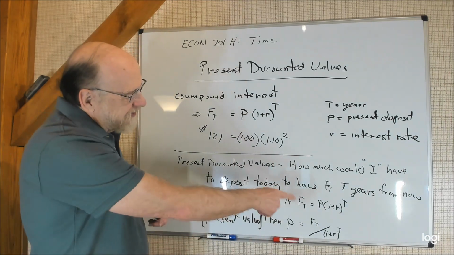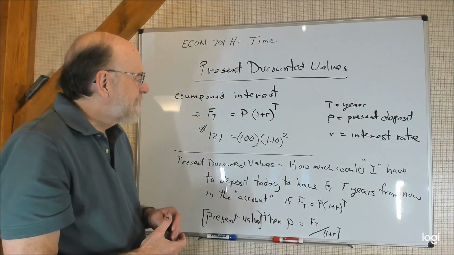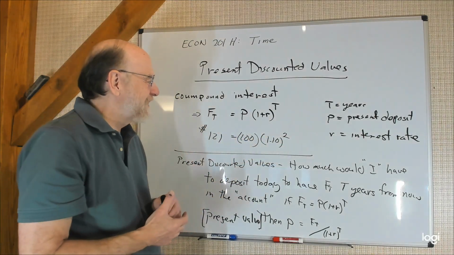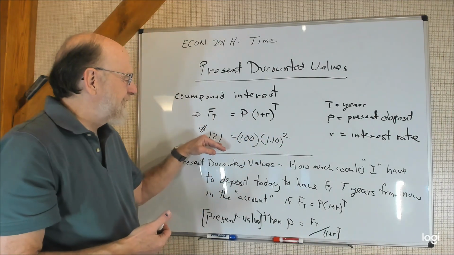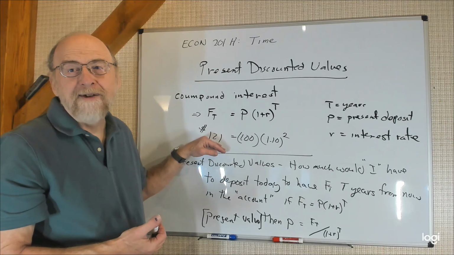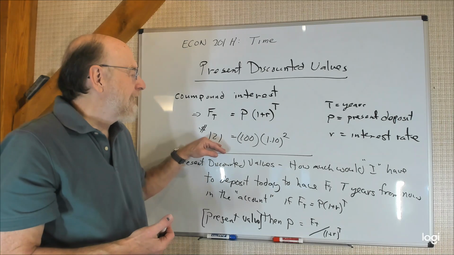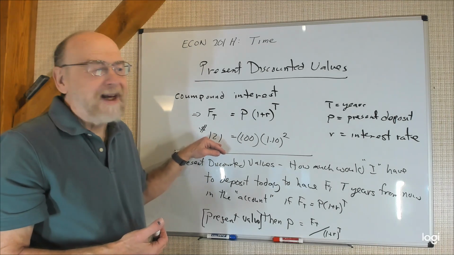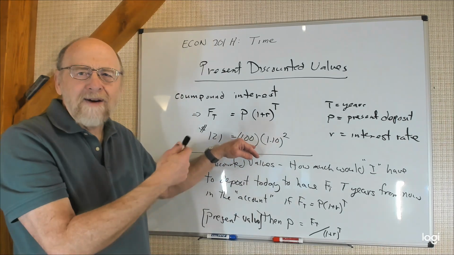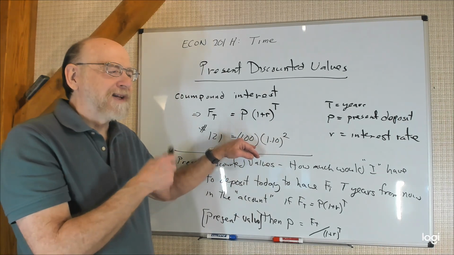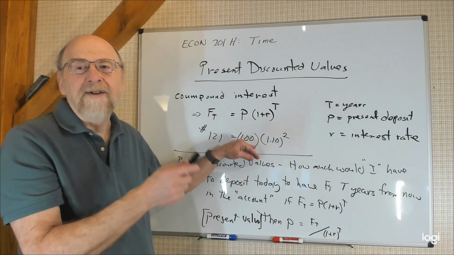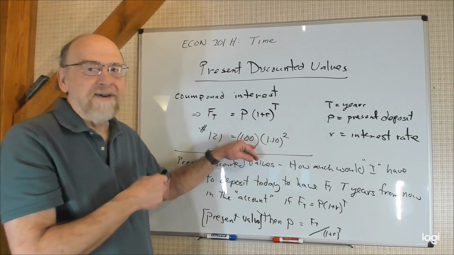So we can use this formula in a variety of ways. For example, if you think about this formula in reverse, this one would say that if I wanted to have $121 2 years in the future and the interest rate were 10%, then the amount that I would have to deposit today would be $100. And said in present value terms, that means that the present discounted value of $121 in 2 years, if the interest rate is 10%, is $100.